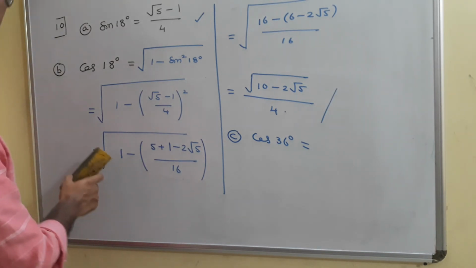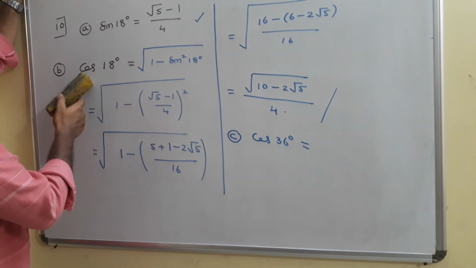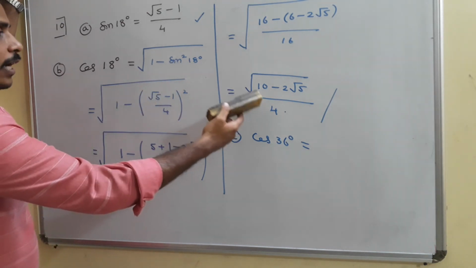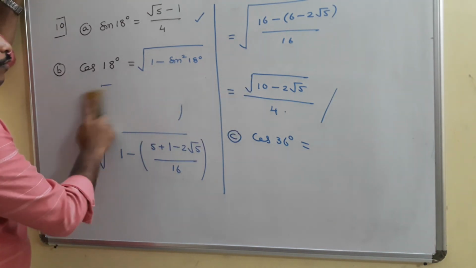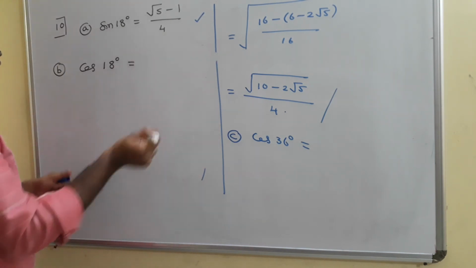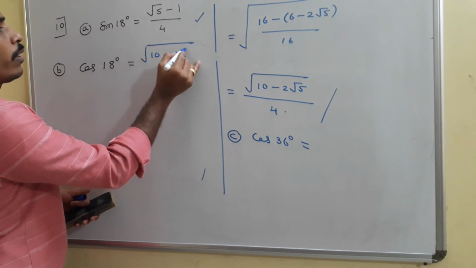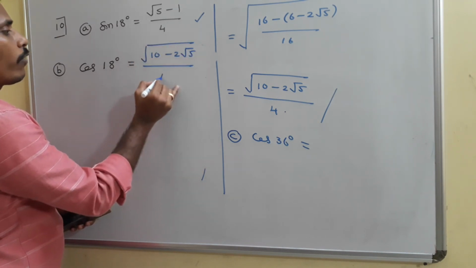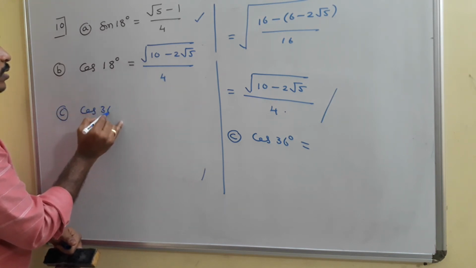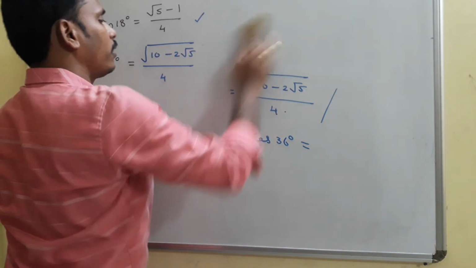I will erase cos 18 for the space. Cos 18 degrees, using the root of 1 minus sin² 18, we derived as the root of 10 minus 2 root 5 by 4. So sin 18 degrees is root 5 minus 1 by 4, and cos 18 degrees is the square root of 10 minus 2 root 5 divided by 4. Now we need to find cos 36 degrees using this sin 18 as well as cos 18. How can we find it?